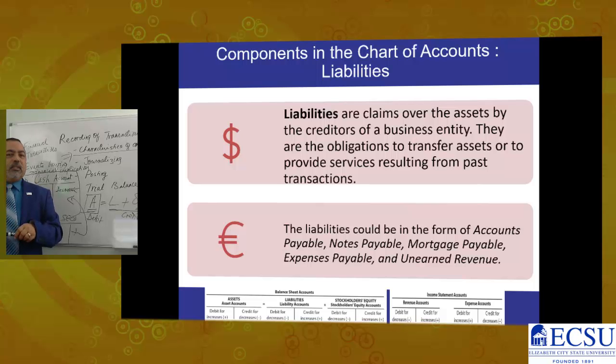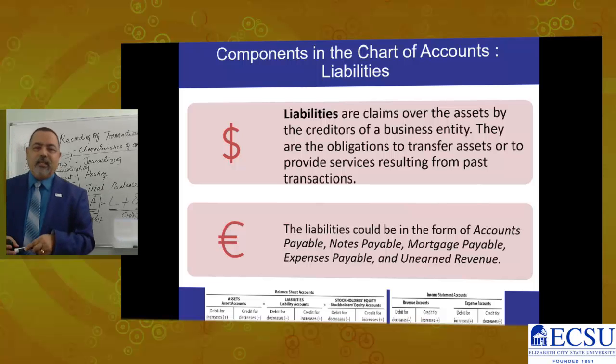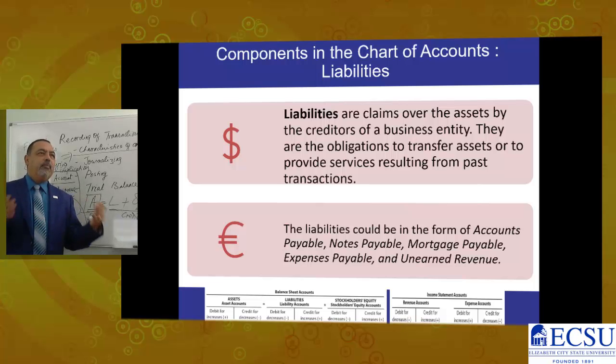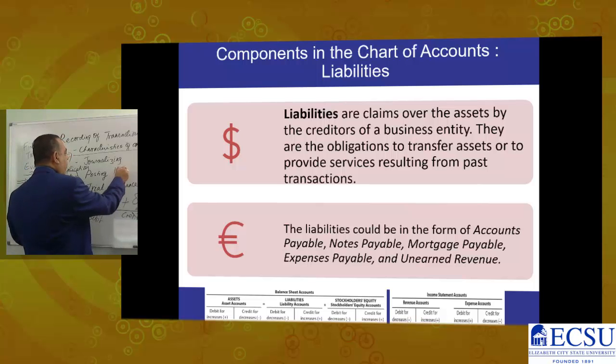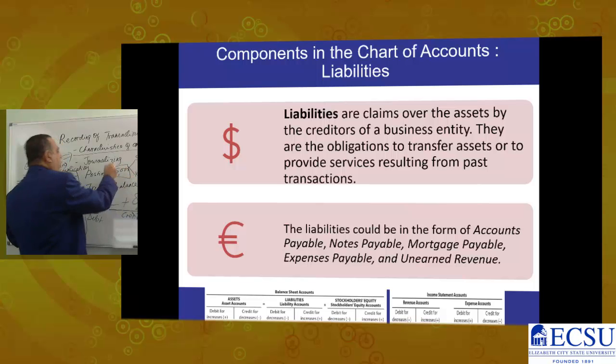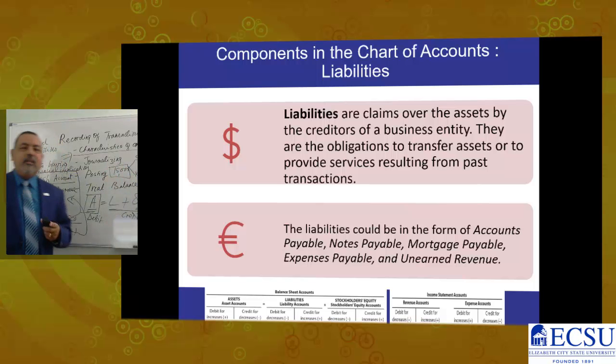Now, the next component in the chart of account will be liabilities. Now, as you know, liabilities are claims over the assets by the creditors of a business. So, supposing I buy a car for $15,000 and I put in 5,000 of my own, 10,000 I borrowed, this amount will be considered as an asset because I'm buying the car.